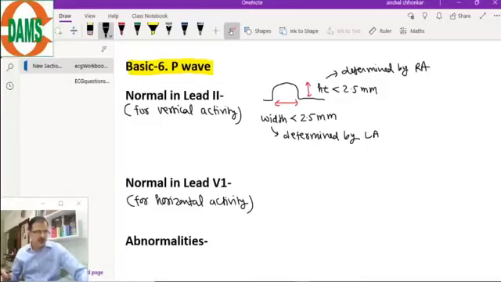Those who are finding it a black screen, they can log out and log in again.